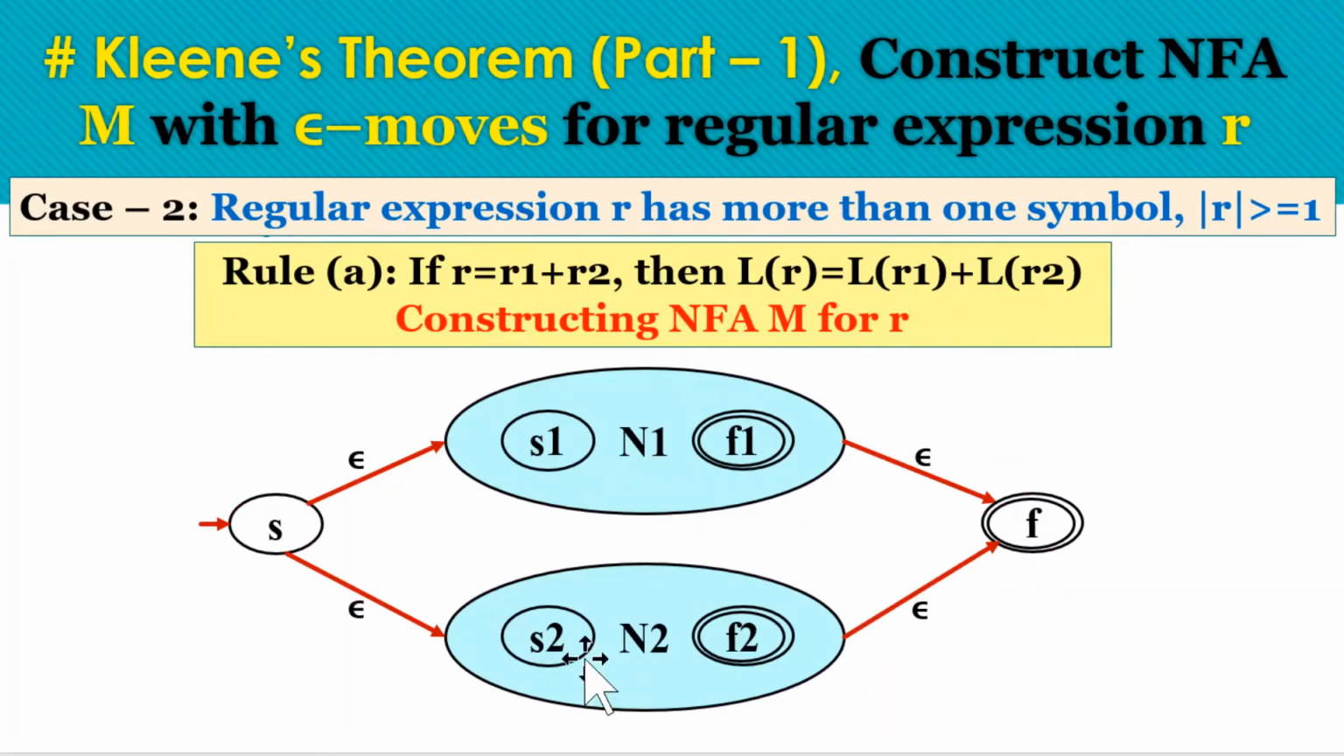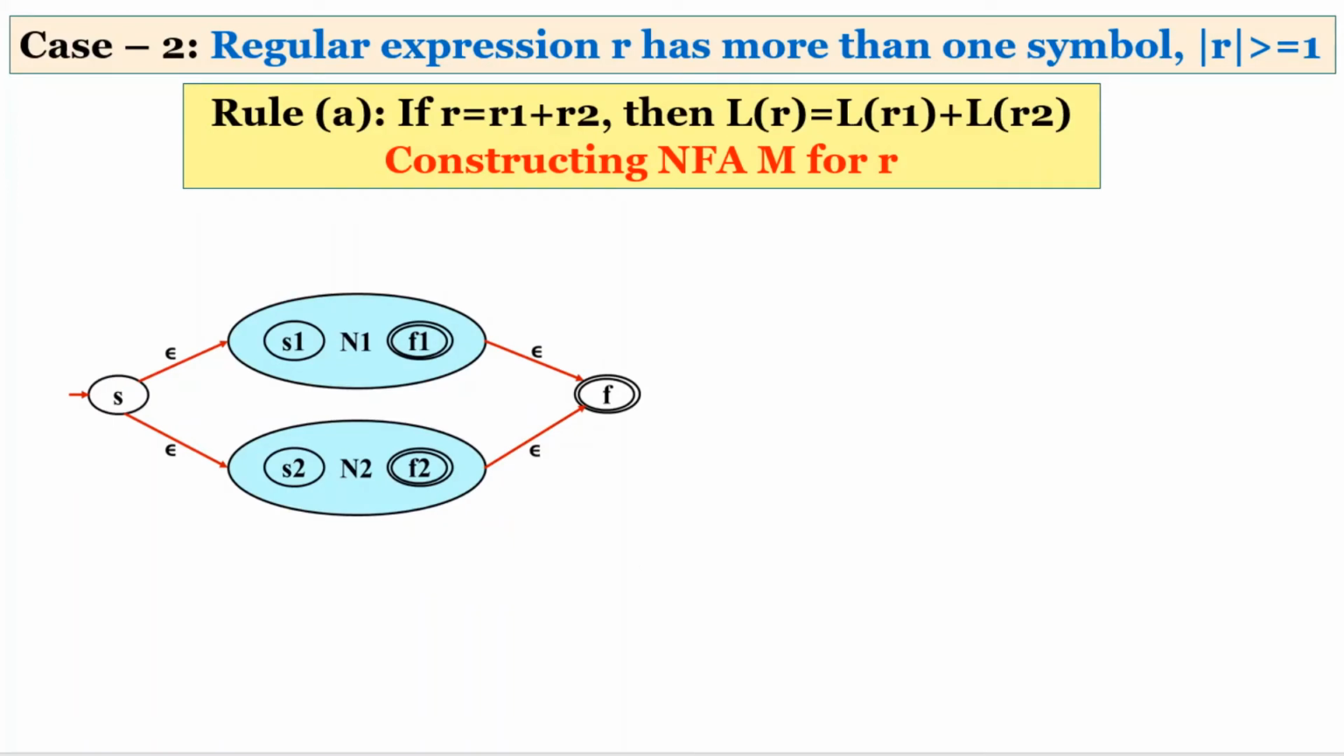Here we have N1 with S1, F1 and N2. Now we are just adding two extra states, one as the initial state and one as the final state, and linking these machines in the union, or in ORing, using the epsilon move. So this is the NFA corresponding to the machine M, which accepts the language of N1 and also the language of N2. Now we have to prove that the language of machine M is equal to the language of R.